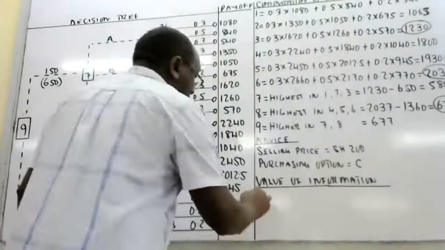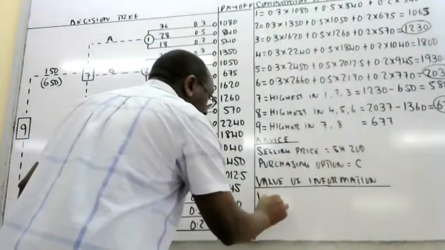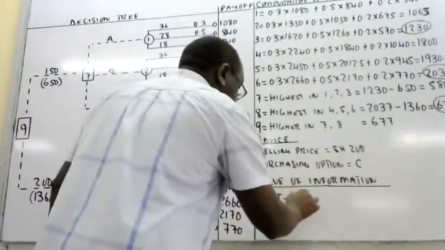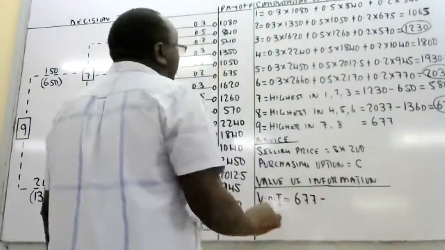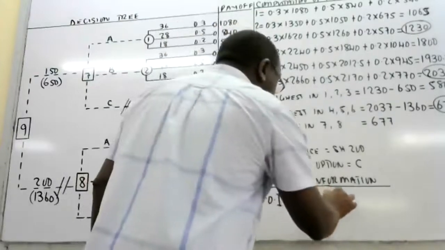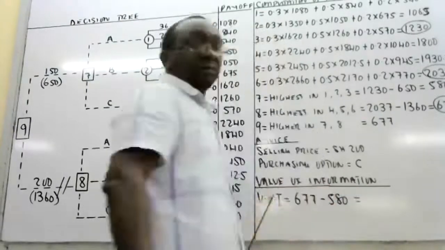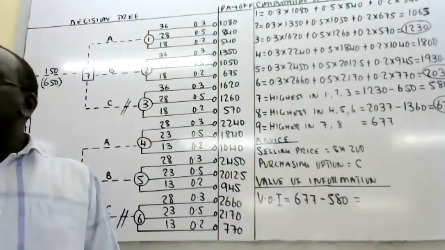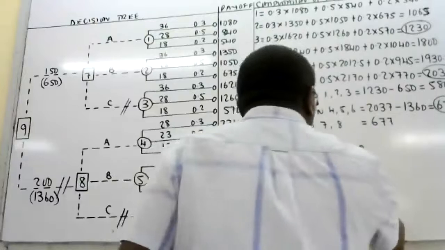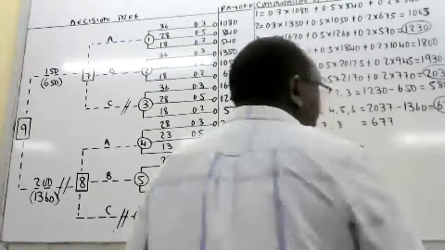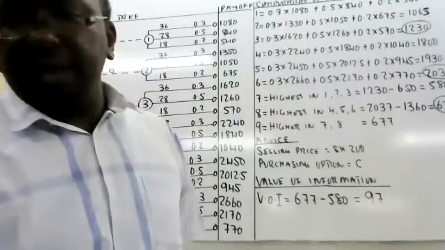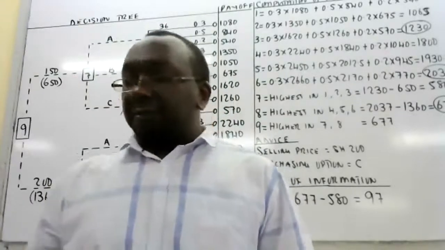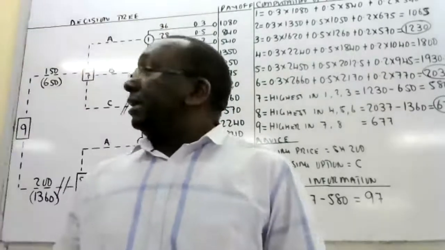So the value of information here will be, at number 8, we had 677. And at number 7, we had 580. That is 97. Now 97 is the maximum amount of money that you should be willing to pay to anyone who is in a position to help you make the right decision.